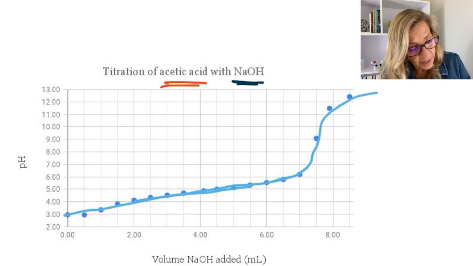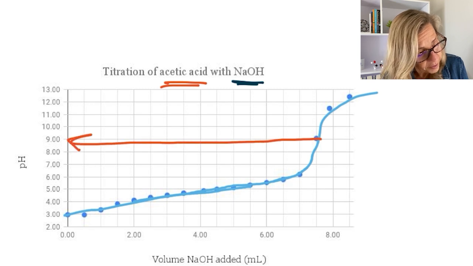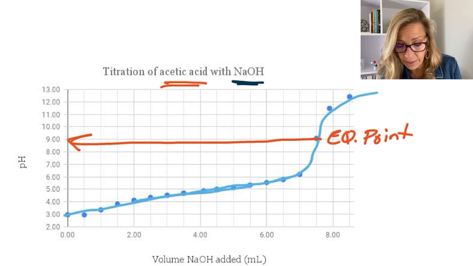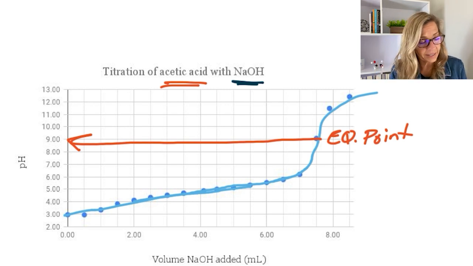Now remember the special point, okay? This point right here is what we call the equivalence point. And this is when, what is true, do you remember? Moles of acid equal moles of base. Notice we're not at a 7 here, we're a little bit higher than that. So this is different, okay?